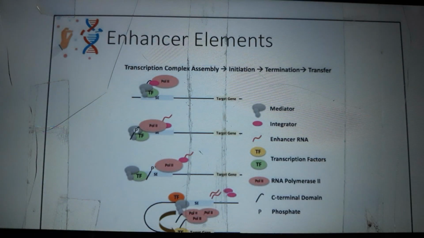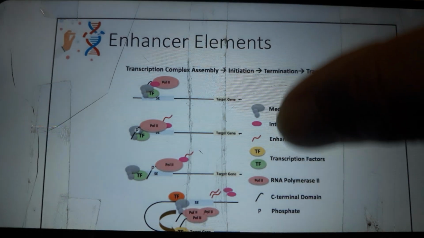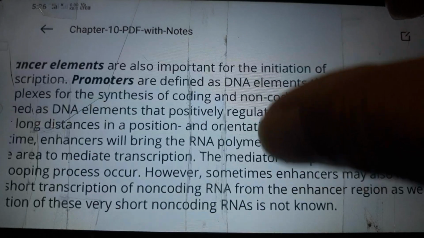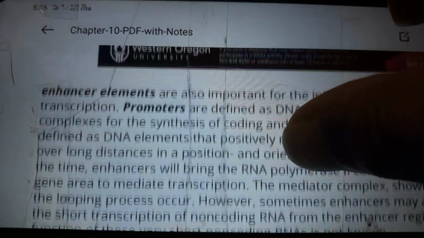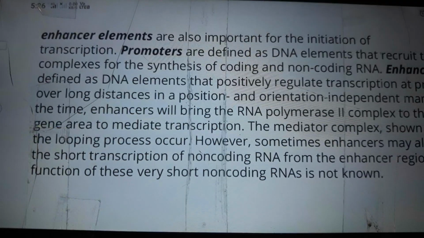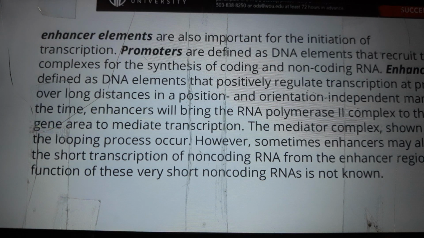Enhancer elements. These are the enhancer elements: transcription complex assembly, initiation, termination, transfer, and the rest of the details as mentioned here.